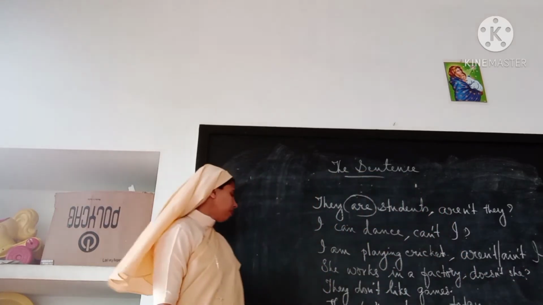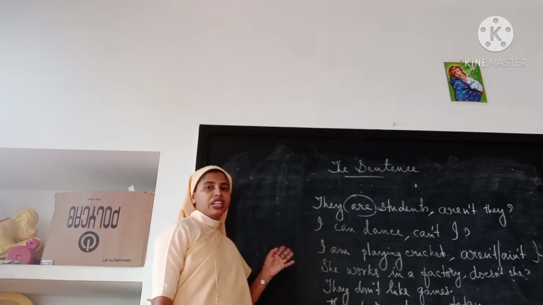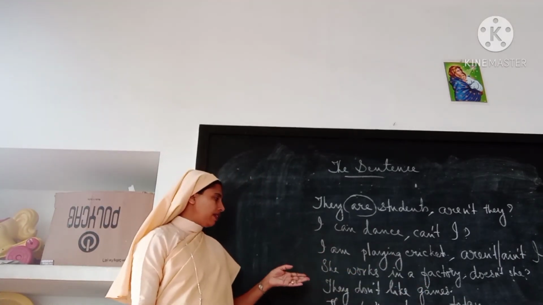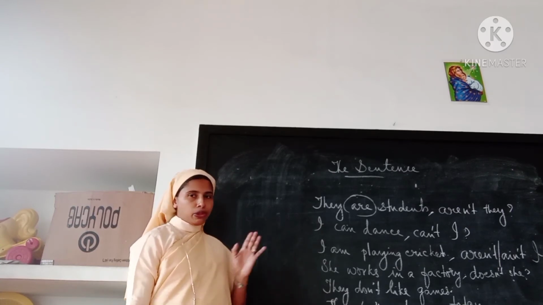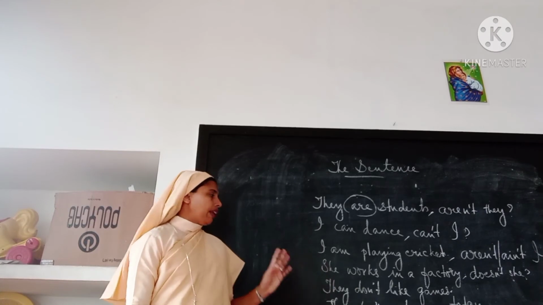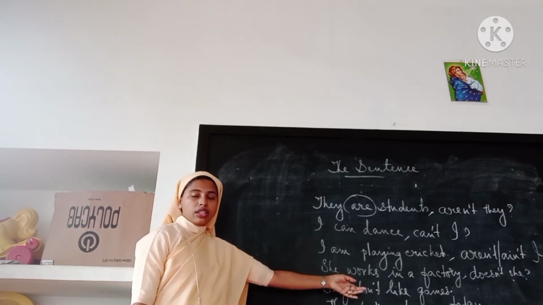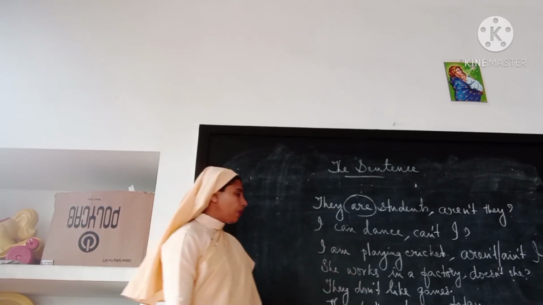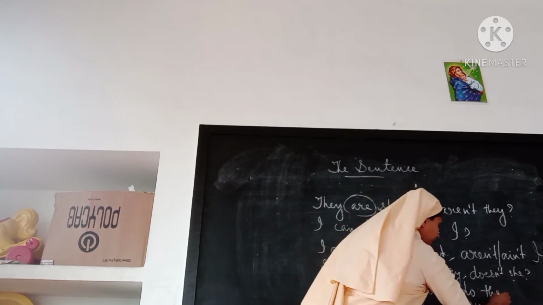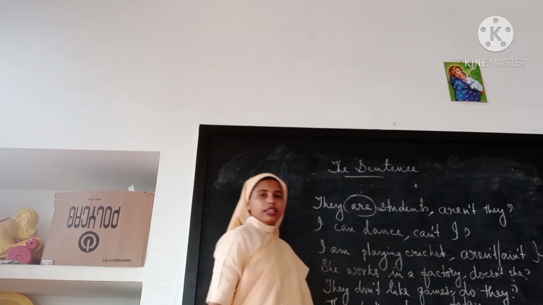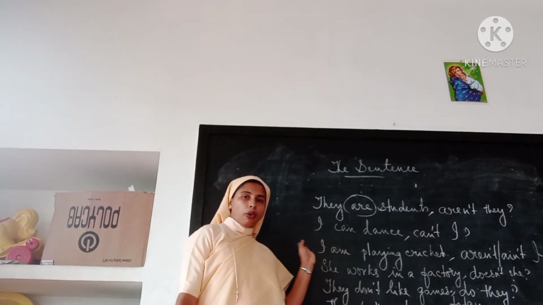Next one is they don't like games. That is a negative sentence. And when you make a negative sentence into a question tag, it will be positive. They don't like games. So you take don't and we will make it positive. So do they. Question tag will be do they. So negative sentences will form positive question tags.